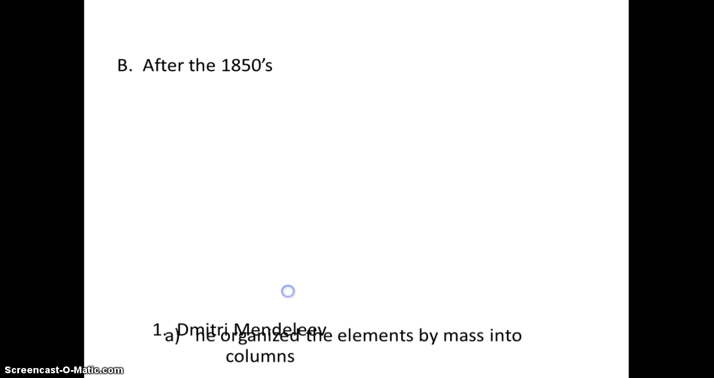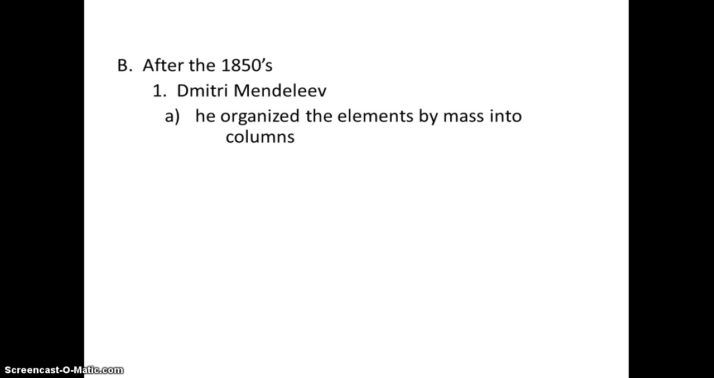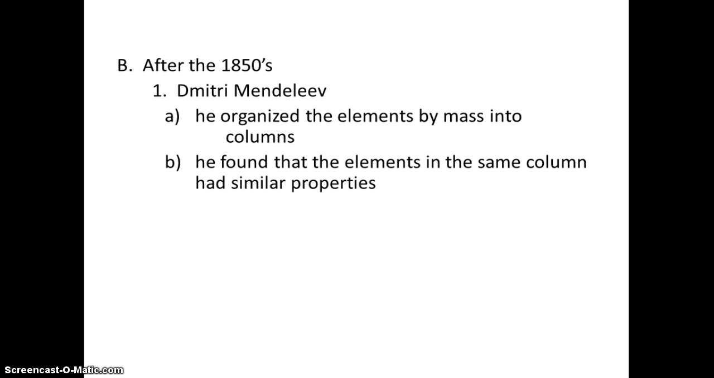Then, after the 1850s, between when Antoine Lavoisier did that and 1850 afterwards, a lot more elements have been discovered. So Dmitry Mendeleev came along. I believe he had 63 elements to work with, so a lot more than Antoine Lavoisier had. And he organized them by mass and into columns. He found that the elements in the same column had similar properties.